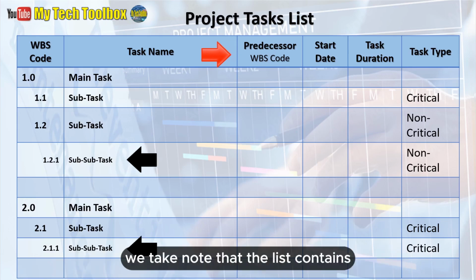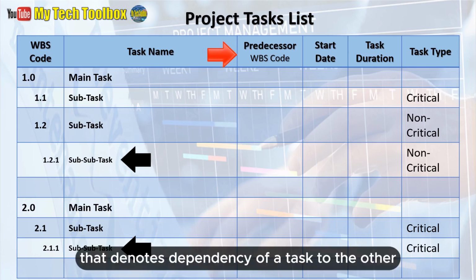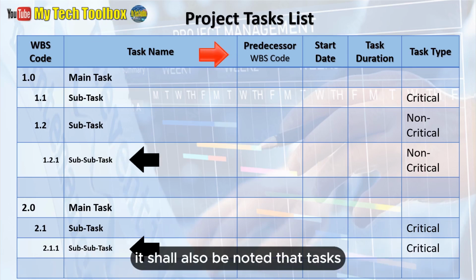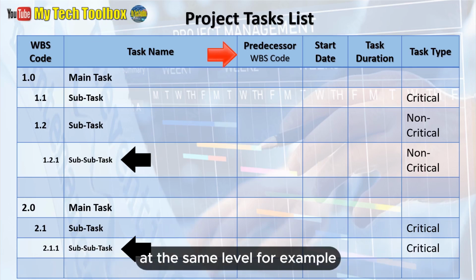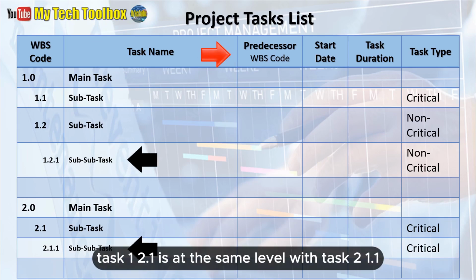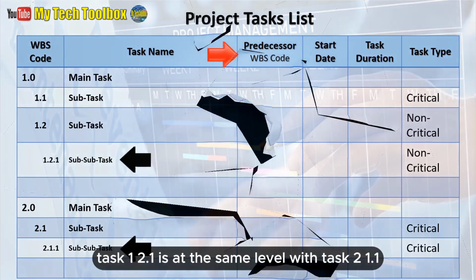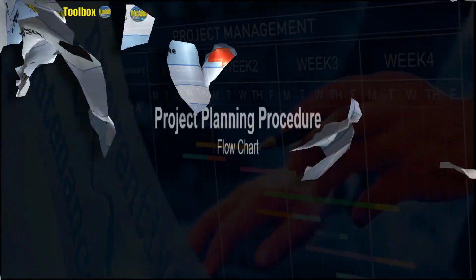We take note that the list contains a predecessor column that denotes dependency of a task to the other. It shall also be noted that tasks' dependencies and relationships shall be done on the tasks at the same level. For example, task 1.2.1 is at the same level with task 2.1.1.